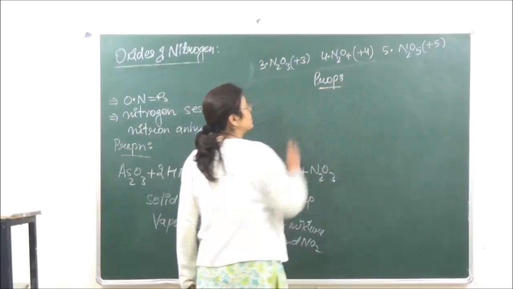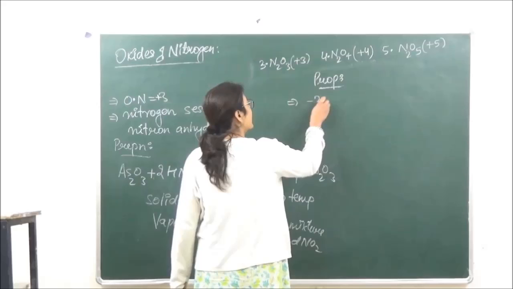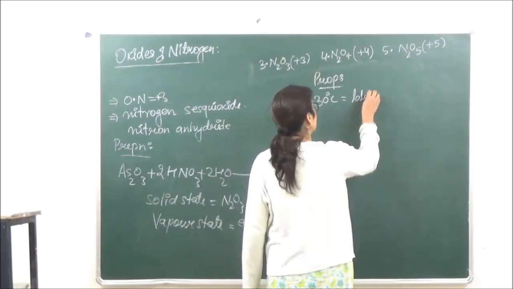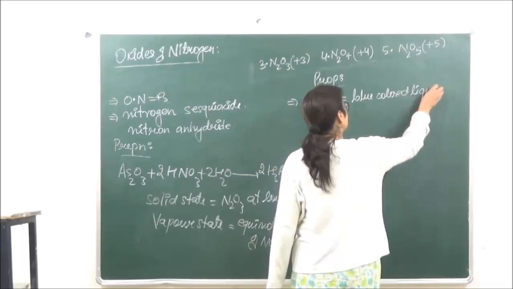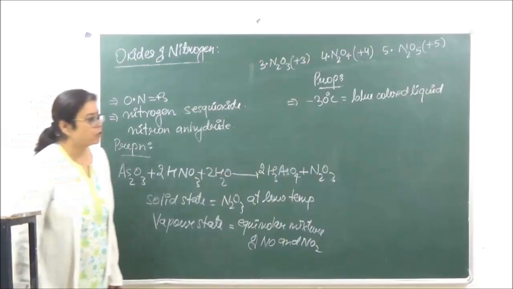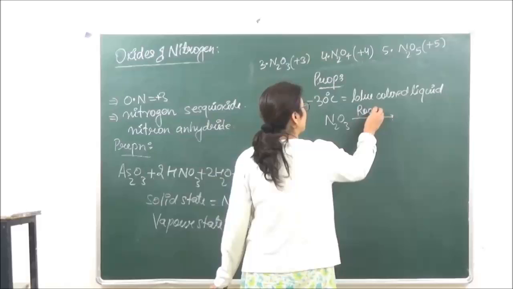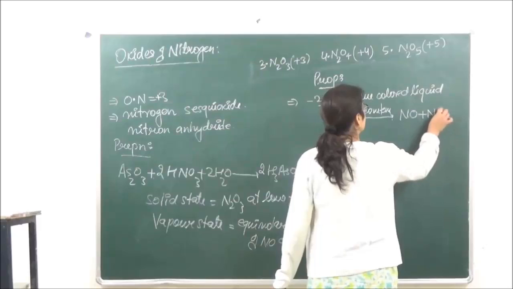Now, when we are looking at the properties of nitrogen trioxide, it condenses to a blue colored liquid at minus 30 degrees centigrade. So we are saying at minus 30 degrees centigrade, it is going to exist as a blue colored liquid. ठीक है, minus 30 degrees centigrade. और room temperature पे जब हम लोग इसको लाते हैं और वो evaporate होता है, then it is going to exist as an equimolar mixture of NO and NO2. So we have N2O3 at room temperature. It is going to exist as an equimolar mixture of NO plus NO2.